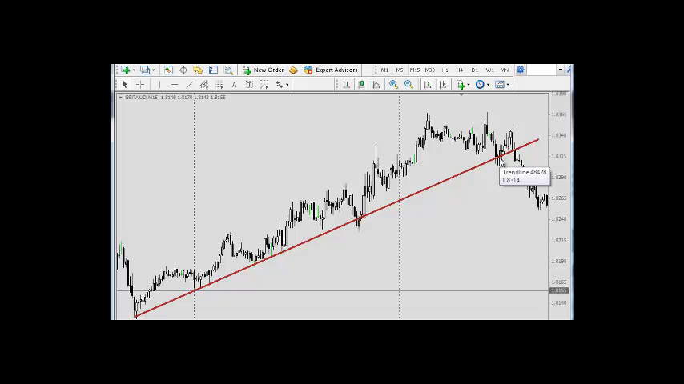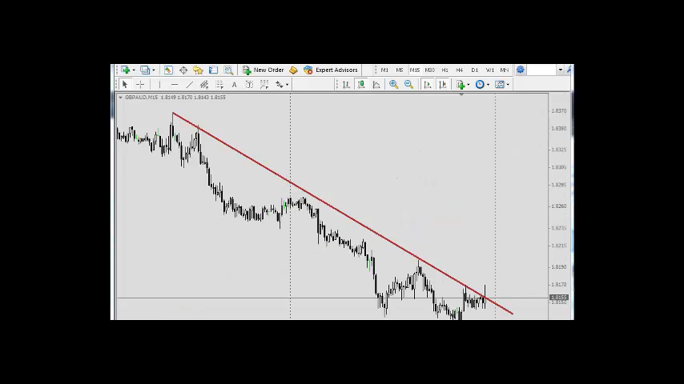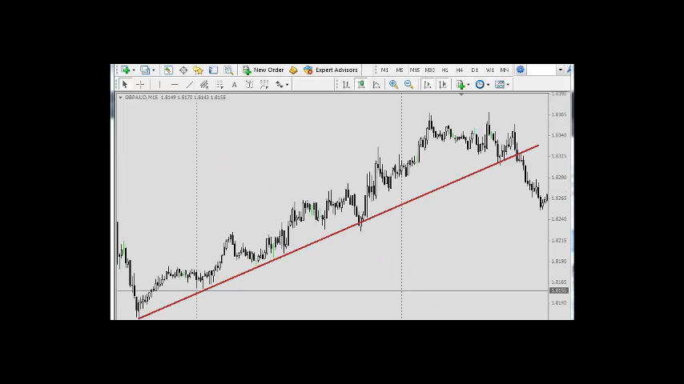When price breaks the trend line, it shows that most likely price has reversed, as shown over here. If price is under the trend line, it shows that the trend is down. How do I trade using trend line?